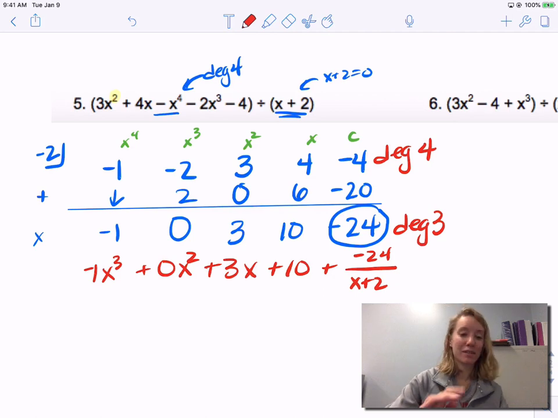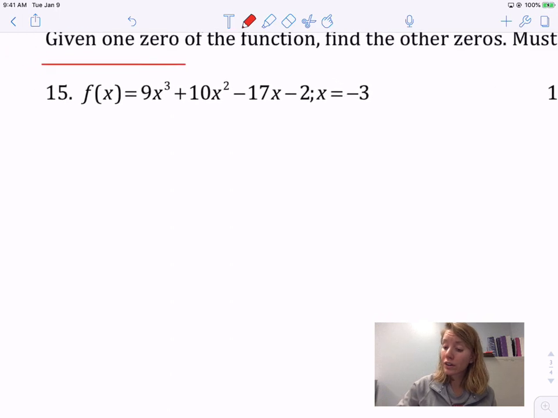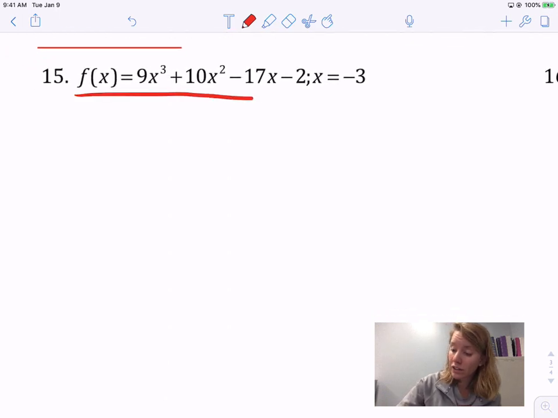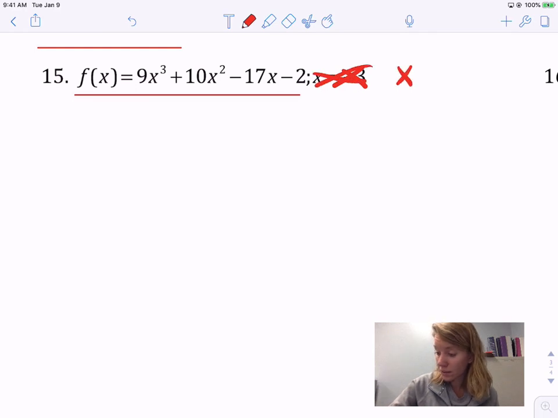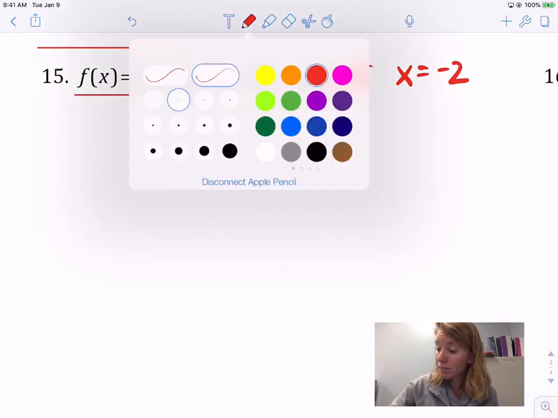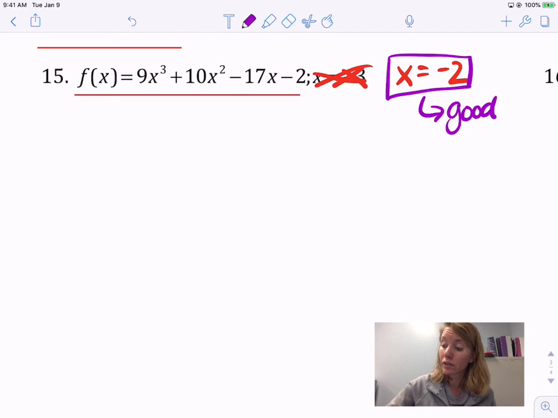Okay, so now we're going to move on to where synthetic division really gets its power, and that's when we're given one zero and we can find some more zeros. So looking at number 15, I have this function, this polynomial, and I'm told that a zero is x equals negative 3. And the funny thing is that this is actually a typo. The real zero is x is equal to negative 2. But the big thing here is if you're given a zero, then we know that this is a good box number, absolutely.